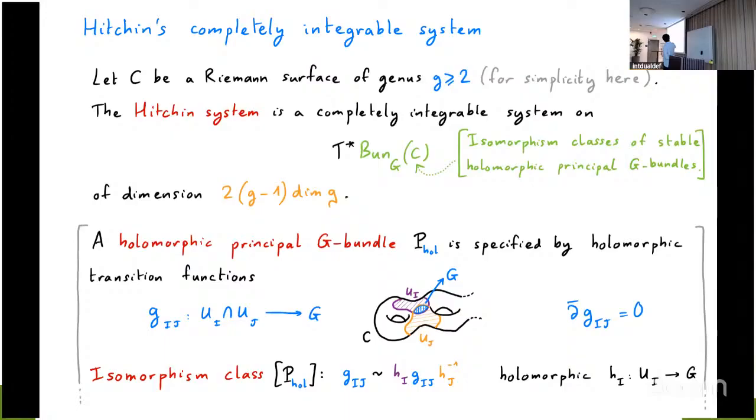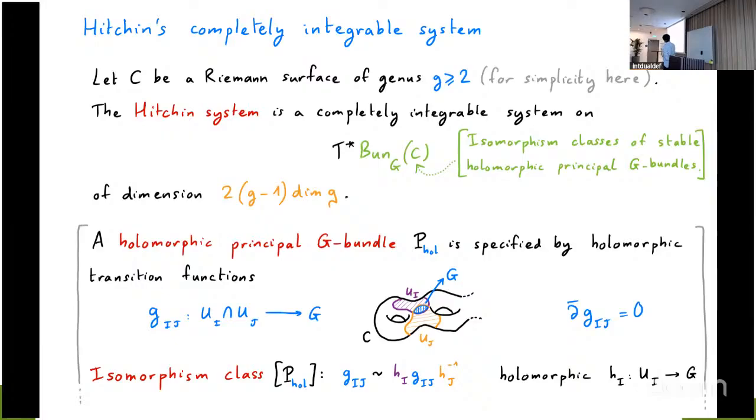A holomorphic principal bundle you can think of simply as a principal bundle whose transition functions are holomorphic functions. A principal bundle is described by transition functions on overlaps of different charts. So it's a G-valued function on the intersection of 2 charts. And it has to be holomorphic if you want the principal bundle to be holomorphic. That means that del bar of this g_ij is 0. Okay. And for the isomorphism class, you treat 2 holomorphic principal bundles as equivalent if their transition functions are related by conjugation with an h_i defined individually on each patch.